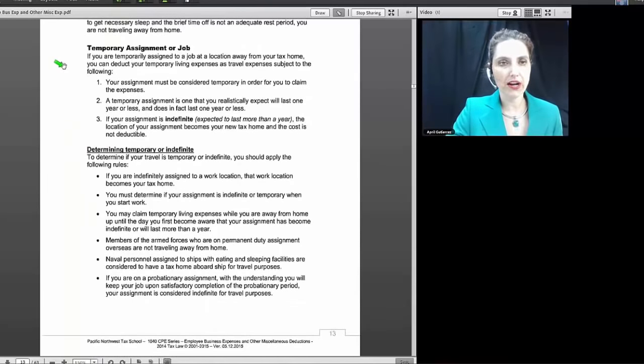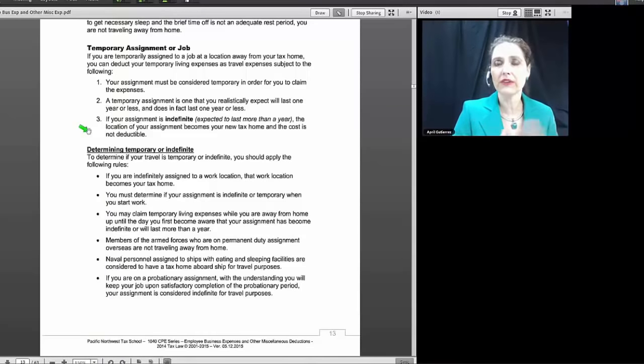Temporary assignment or job. If you are temporarily assigned to a job at a location away from your tax home, you can deduct your temporary living expenses as travel expenses subject to the following. Your assignment must be considered temporary in order for you to claim the expense. A temporary assignment is one that you realistically expect will last 1 year or less, and in fact does last 1 year or less. If your assignment is indefinite, that is expected to last more than a year, the location of the assignment becomes your new tax home and the cost is not deductible.